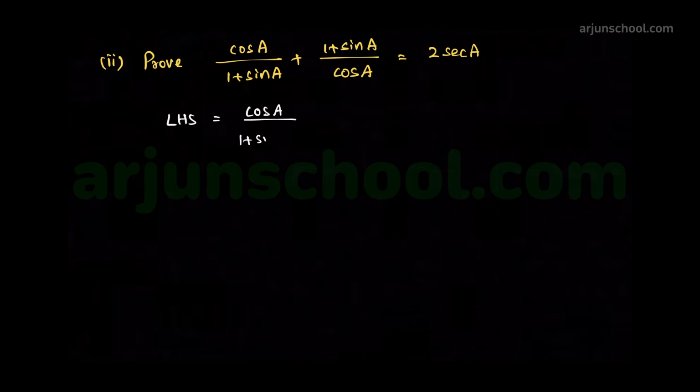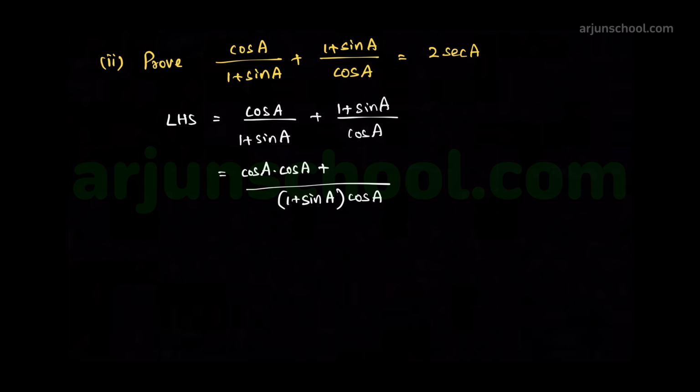Second problem. We have to prove cos A by (1 plus sin A) plus (1 plus sin A) by cos A is equal to 2 times secant A. Let us take the LHS. LHS is equal to cos A by (1 plus sin A) plus (1 plus sin A) by cos A. Take the LCM. LCM is (1 plus sin A) times cos A, that we get in the denominator. And in the numerator we have cos A times cos A plus (1 plus sin A) times (1 plus sin A).